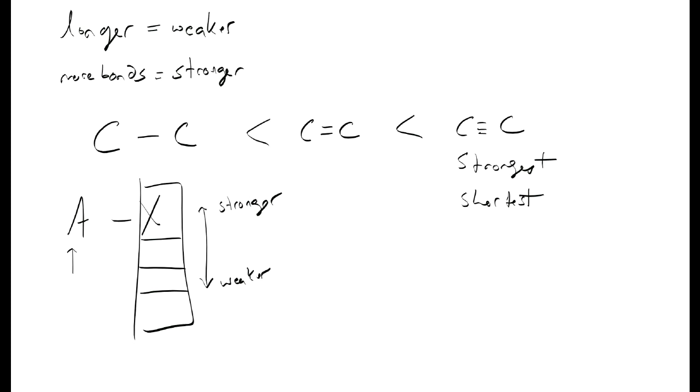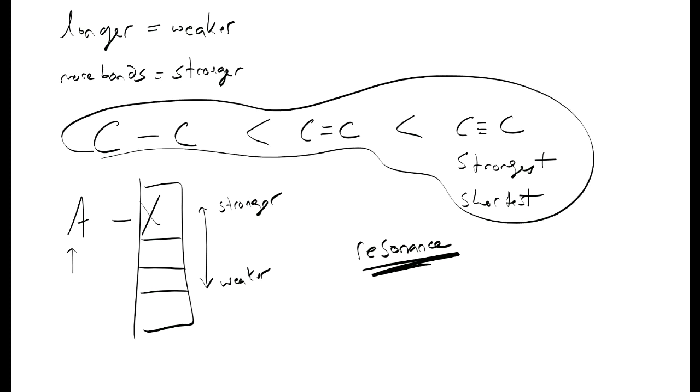All right, so those are the 3 trends you need to know. Well, really, they're just 2 trends regarding bond strength, and then a trend regarding bond length as it relates to bond strength. Now, something to note is that resonance plays a role in both of these. So it really shows up for more bonds being stronger or fewer bonds being weaker.